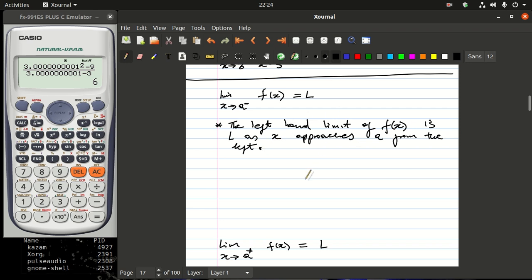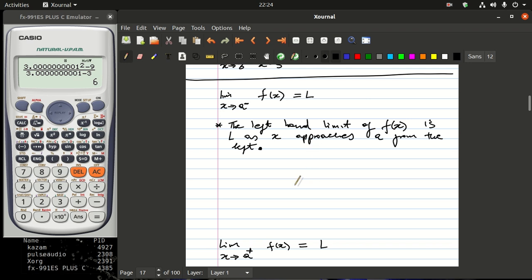Now, other people like to say that the left hand limit of f of x as x approaches a is equal to L if we make the values of f of x arbitrarily close to L by taking x to be sufficiently close to a and x less than a, something like that. But what is important here is that I am picking a point so close to a but on the left. A minus means just on the left of that point.